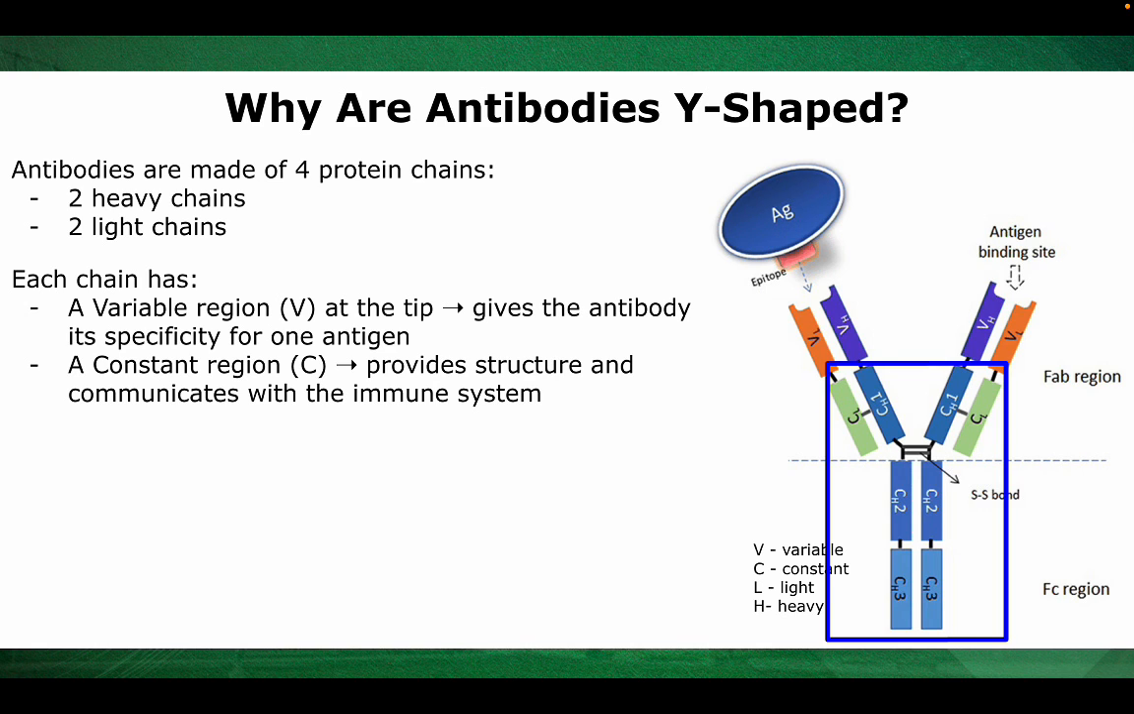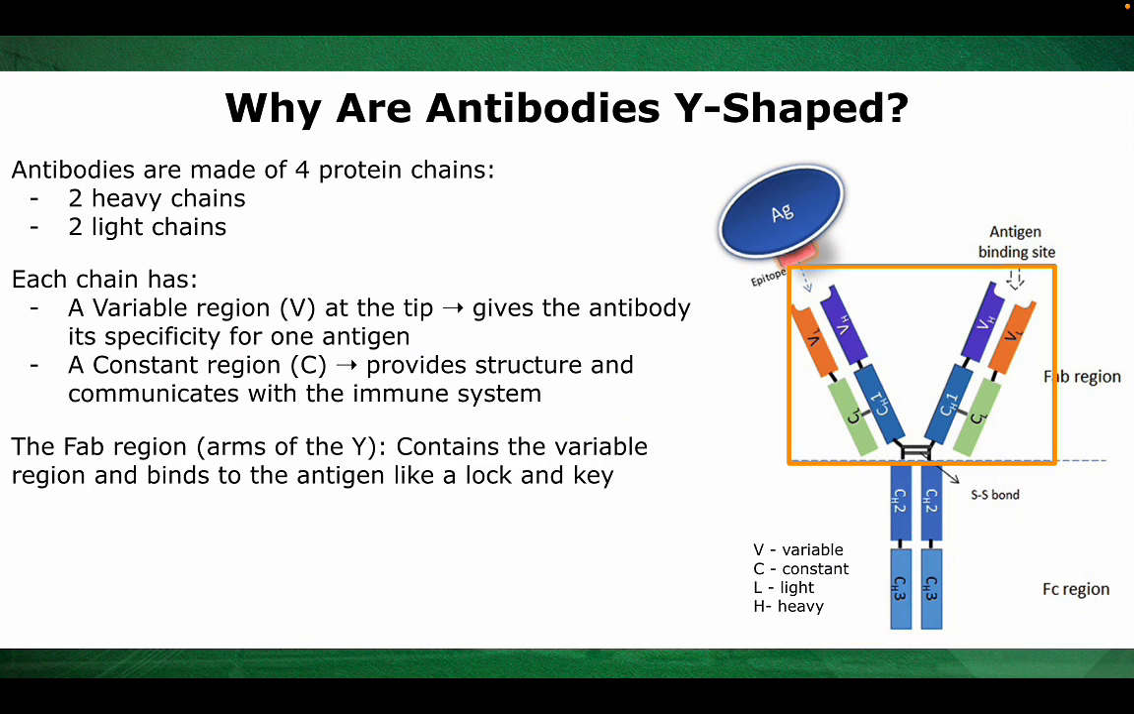Each of the Y arms is called a Fab region. It includes both the variable and part of the constant region. This is the antigen-grabbing part that attaches to invaders and holds them in place. This is called Fab because it's fragment antigen-binding. It's the one that connects to the antigen.